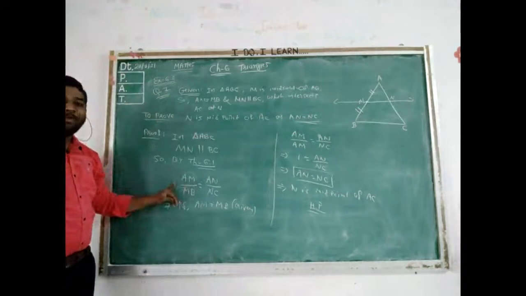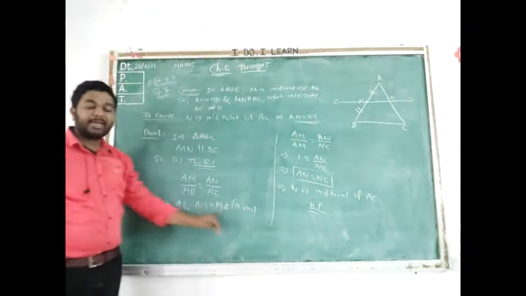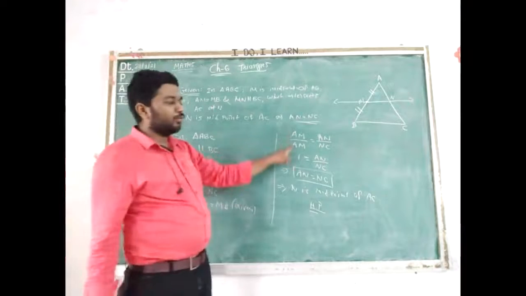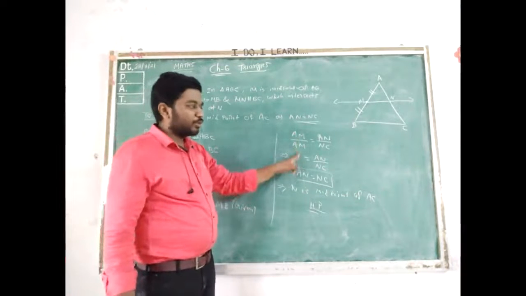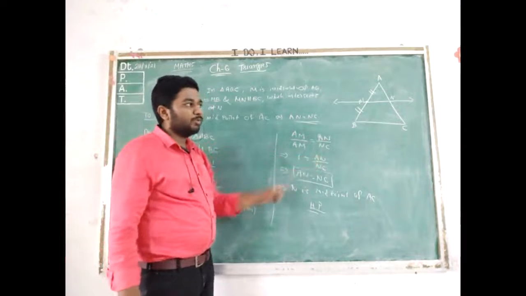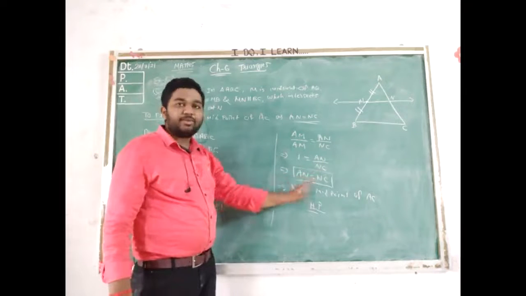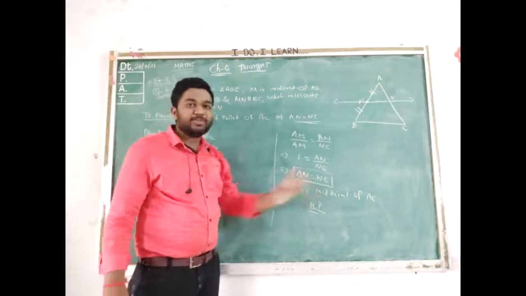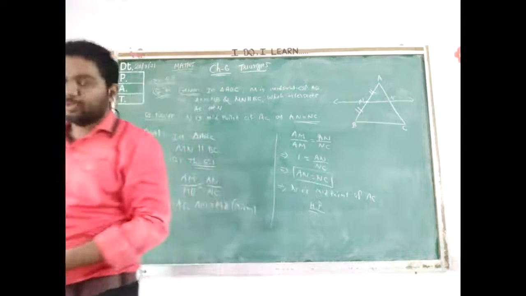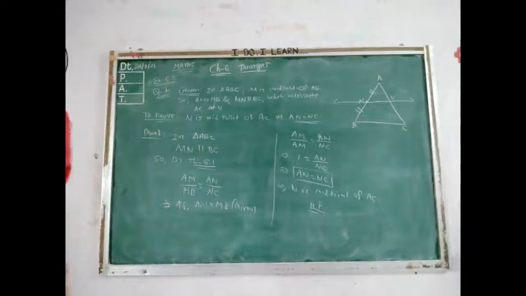Now AM and MB both are equal, so I am writing AM is equal to MB. So these two would be equal, these two get cancelled out and our ratio would be 1. So AN upon NC is equal to 1, so we can write AN is equal to NC. That means N is the midpoint of AC. Hence proved. Is it clear or do you still have doubt?